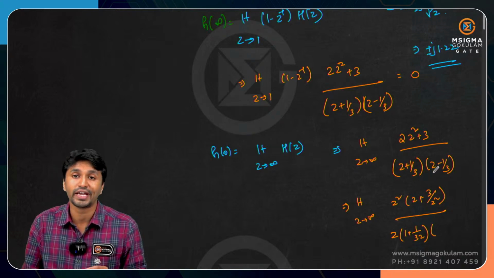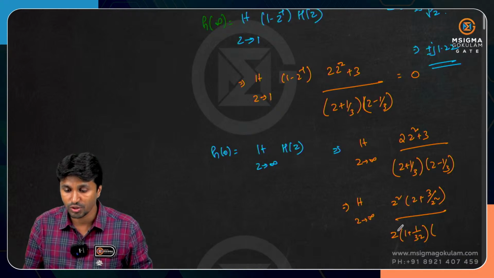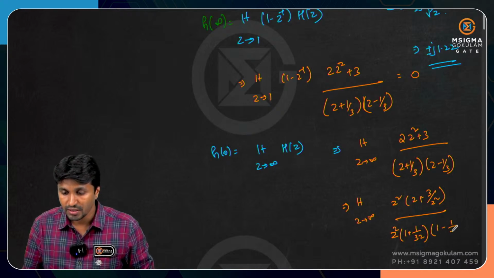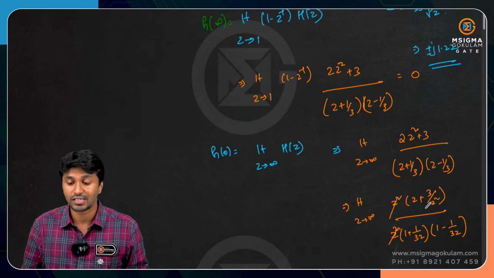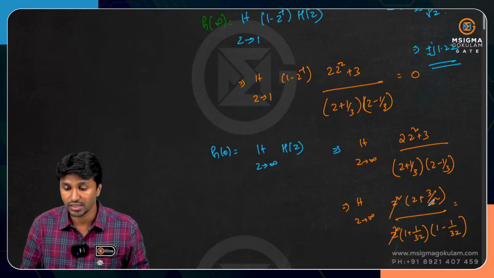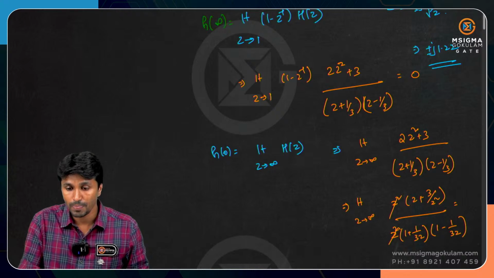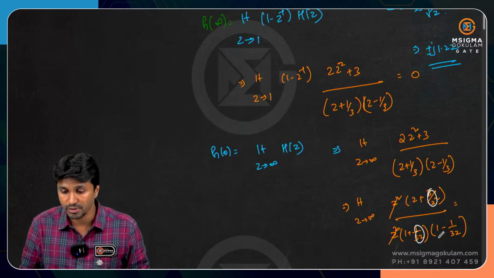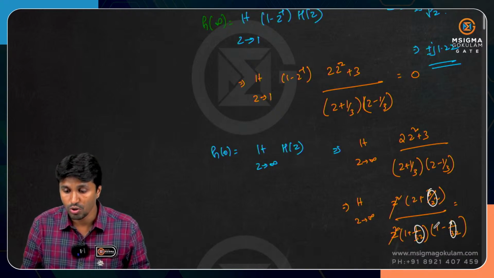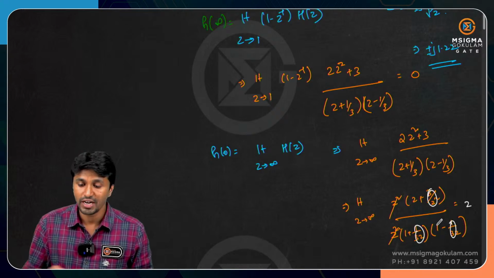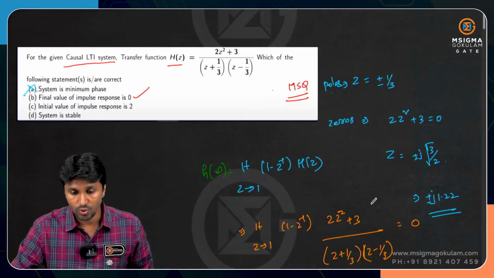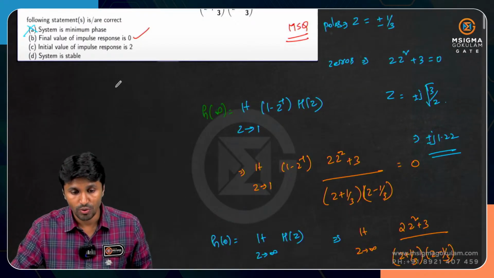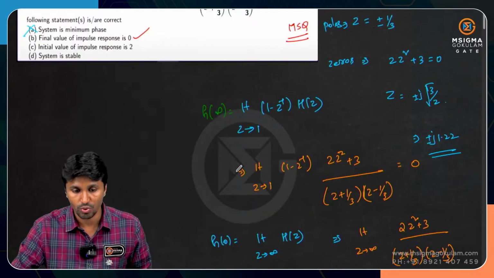So you can also take z common from the second term. Therefore the denominator becomes z square into (1 plus 1 by 3z) into (1 minus 1 by 3z). The z square and z square cancel. Apply the limit, and each of the terms with z in the denominator becomes 0. So we get 2 by 1, which is nothing but 2. Therefore you have calculated the final value as well as the initial value. So what is it that you get?